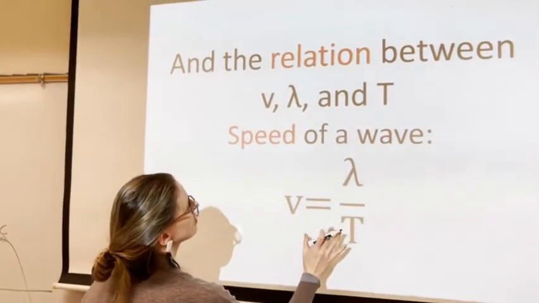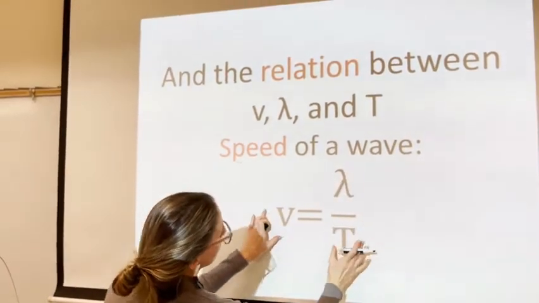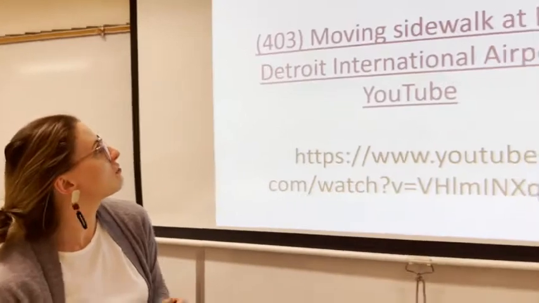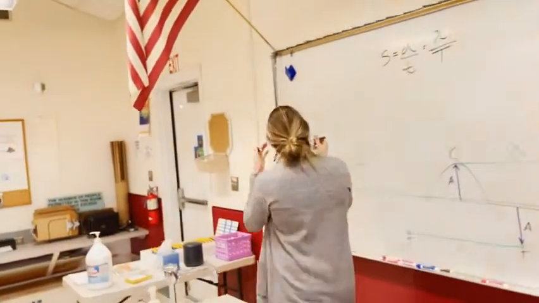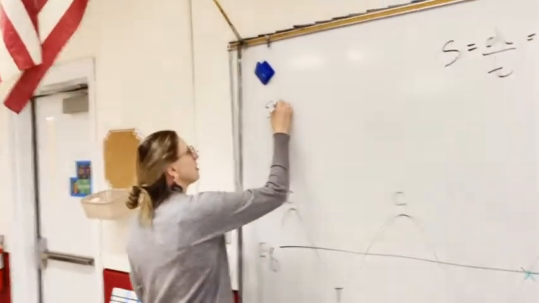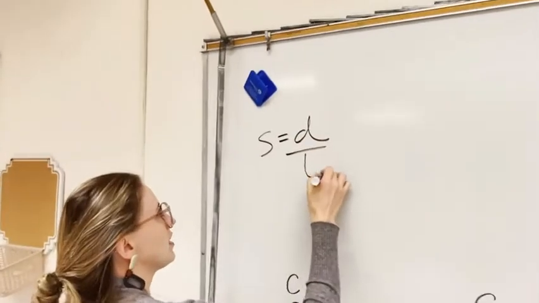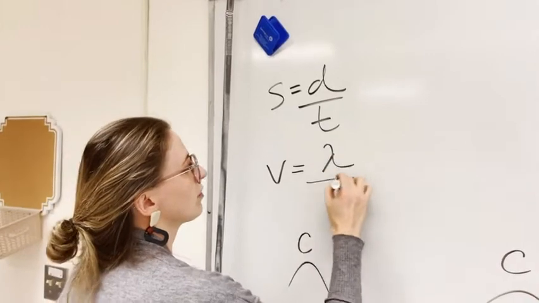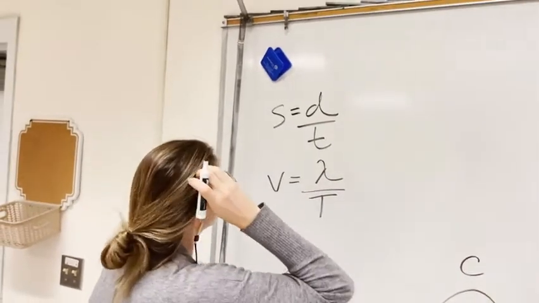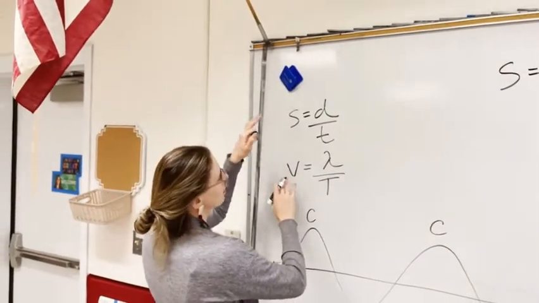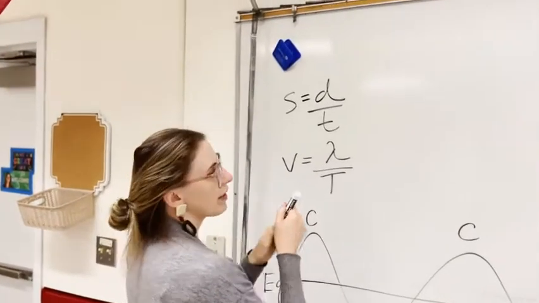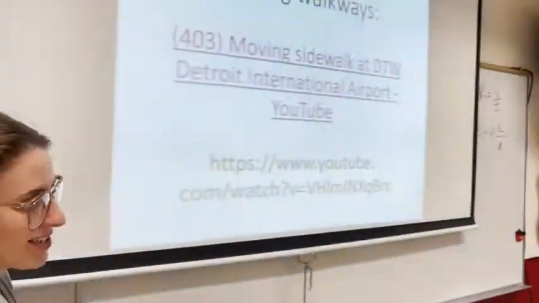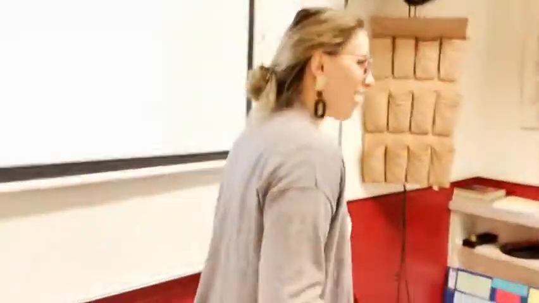And so this is just the relationship between velocity, wavelength, and the period. Okay, so I'm gonna go ahead and actually write those over here for us. I'm gonna say speed is equal to d over t. And I'm also gonna say velocity is equal to the wavelength over the period. Now, speed and velocity, technically one is a vector, but they have the same units, meters per second.